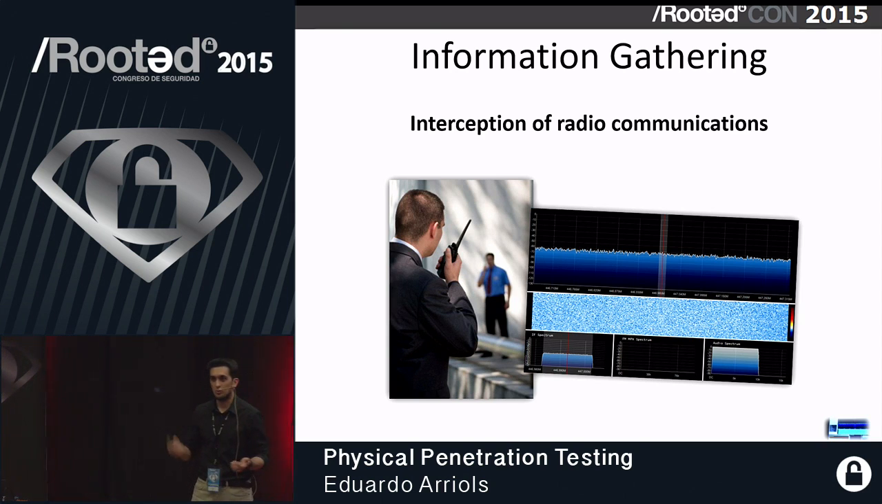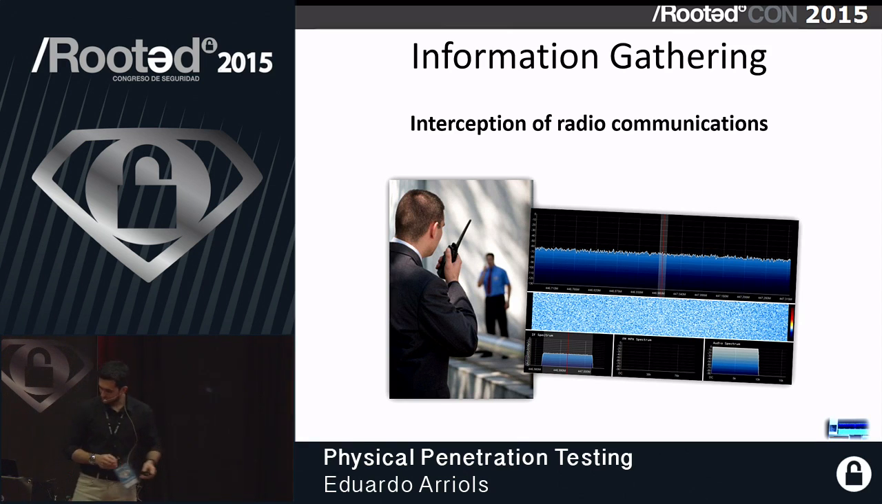Some security companies use normal walkie-talkies. So if you intercept the communication and one of them says, I'm going to the toilet, and the other one says, yes, okay, I keep watching my movie, then I know it's the right time to go in.